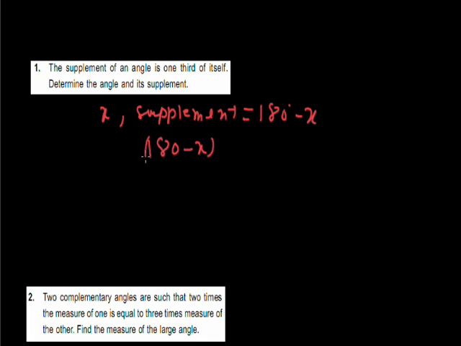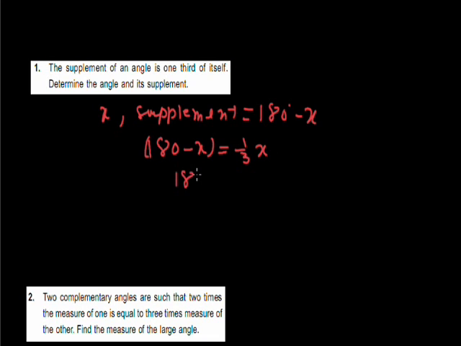The supplement of an angle is one third of itself. Let the angle be x, then the supplement will be 180 minus x. It is given in the question that 180 minus x is equal to one third of x.